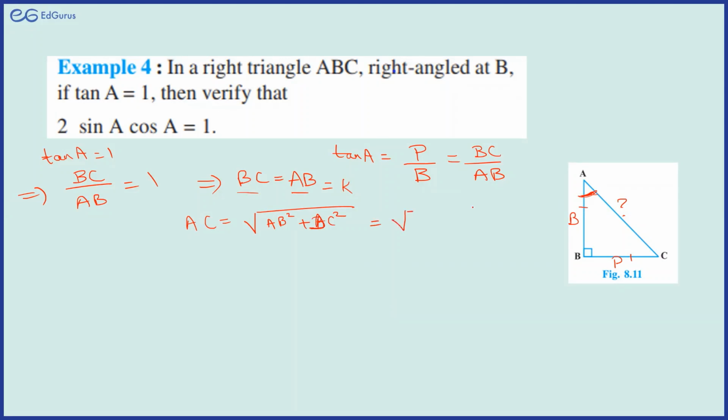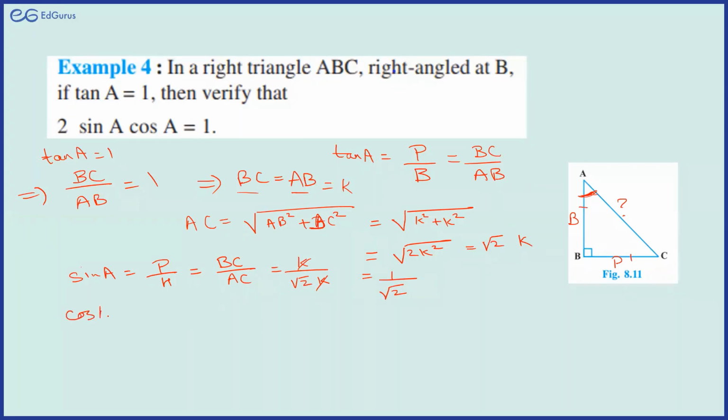तो ये क्या हो गया? K square plus K square. Right? So this is 2K square. So K को हम बाहर ले जा सकते हैं. So it's square root of 2 into K. Right? This is your AC. ठीक है? Now, given this AC, what is sin A? Sin A is perpendicular upon hypotenuse. That means BC upon AC. Now, BC क्या है? K. AC is square root 2K. Right? So K cancel हो गया. So sin A आ गया 1 upon root 2.